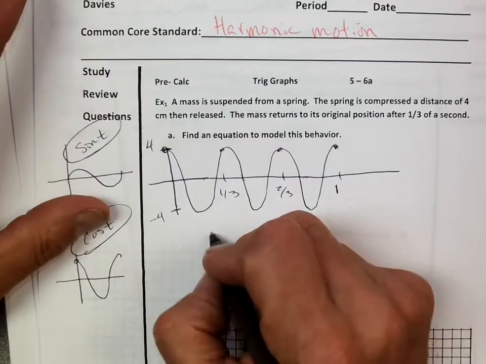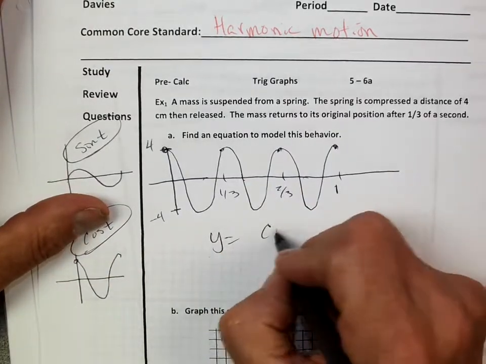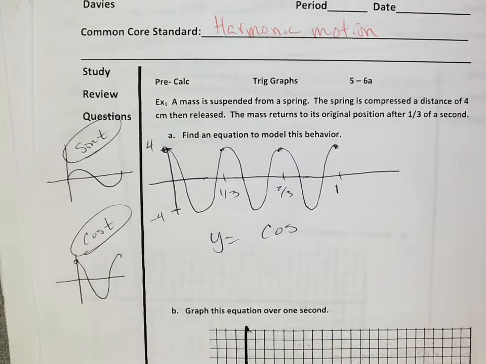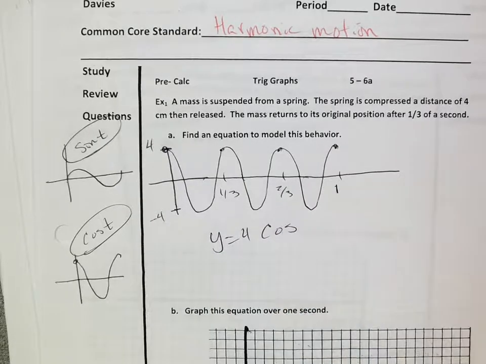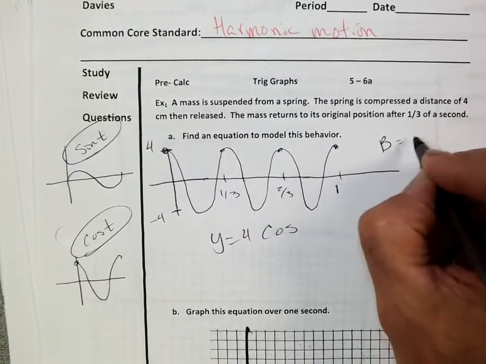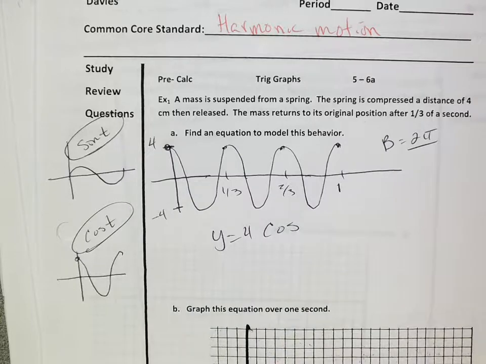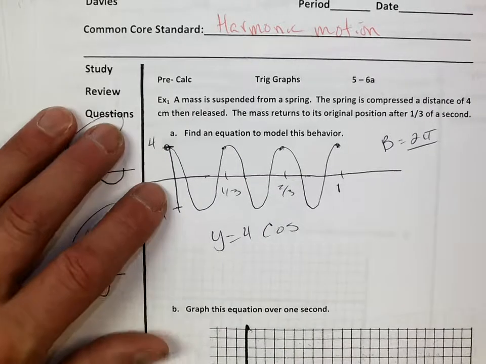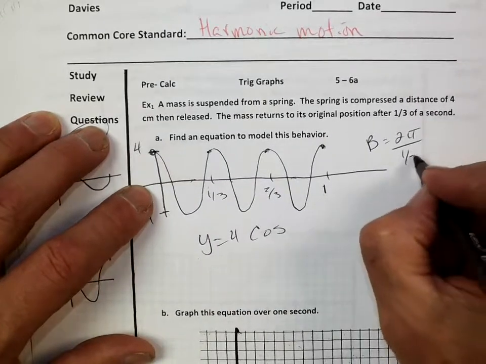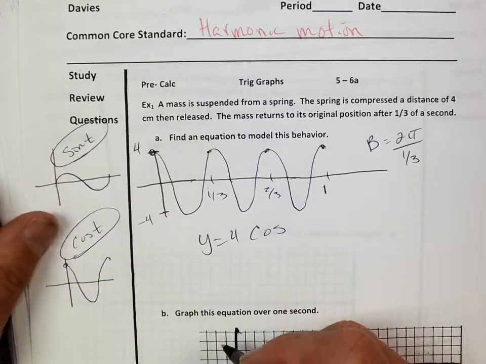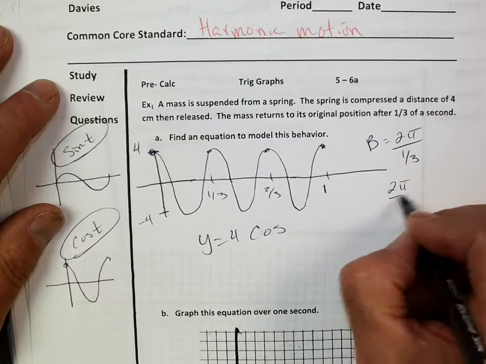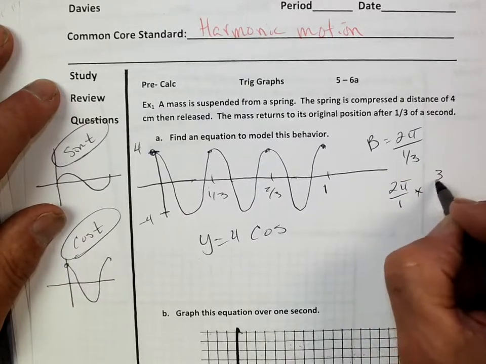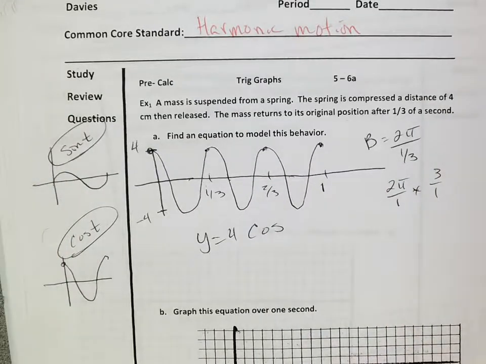Let's go y equals something cosine. What's the amplitude? 4. Everybody agree? 4. I mean, it goes up 4, down 4. Now b. The b, or the frequency, is 2 pi divided by the curve width, which is 1/3. Now, if you don't know how to do fractions, I do. I got you covered. So we're going to go 2 pi over 1 times 3 over 1, because I invert and multiply my fractions.